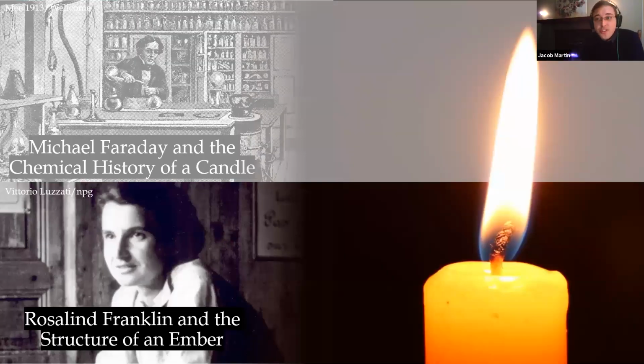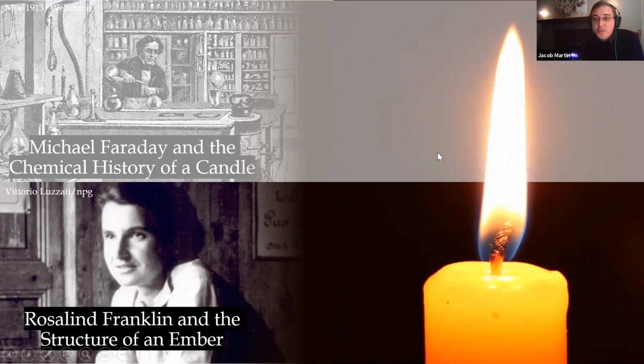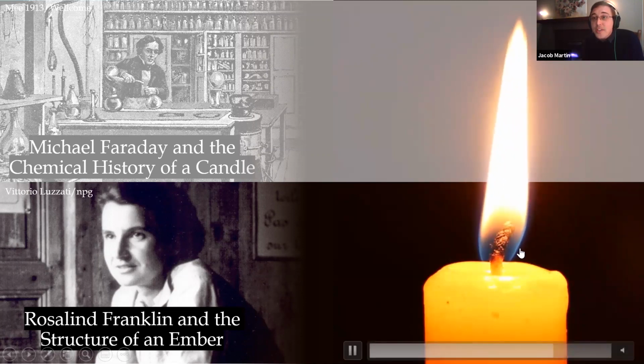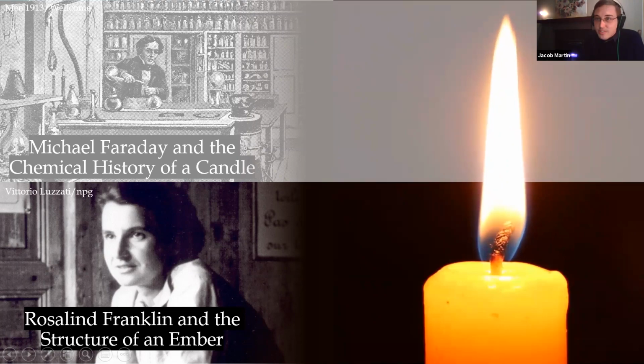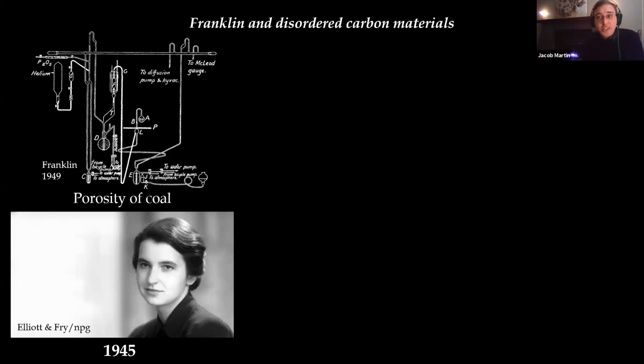So I'm going to change over to looking at the structure of the ember. What I'm talking about here is when you blow out the candle, the carbon that's left behind, the charcoal that's left behind. What's the structure of that? And it's got a nice connection with Rosalind Franklin. You probably know Dr. Franklin from her work on the structure of DNA.